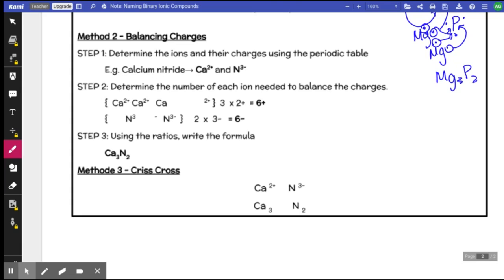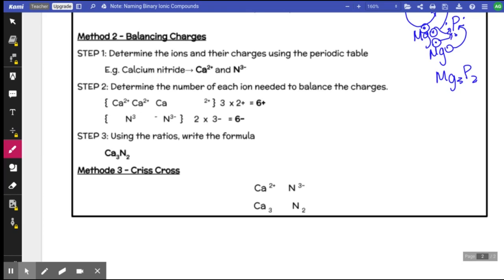So if we take Ca2+ and N3-, calcium has an ionic charge of 2+, nitrogen has an ionic charge of 3-. So we have to figure out, okay, 2 and 3, how do they go together so that we end up with the same number of charges, negative and positive? If you're math oriented, you could see that probably the easiest thing right away is to multiply them together.